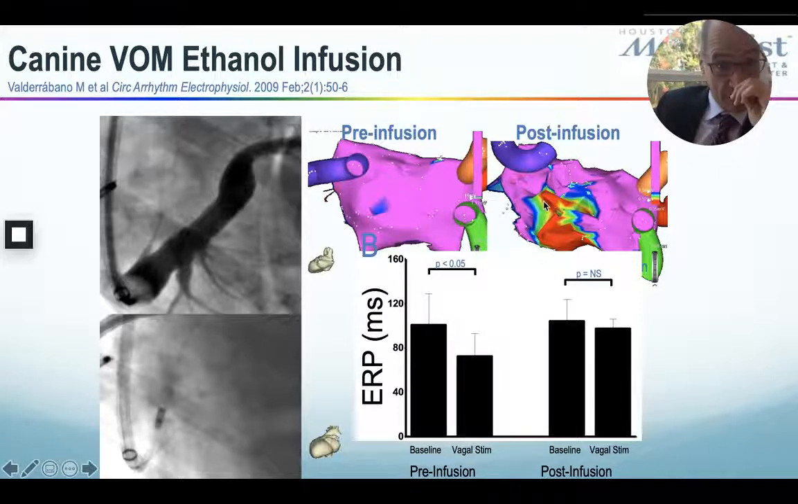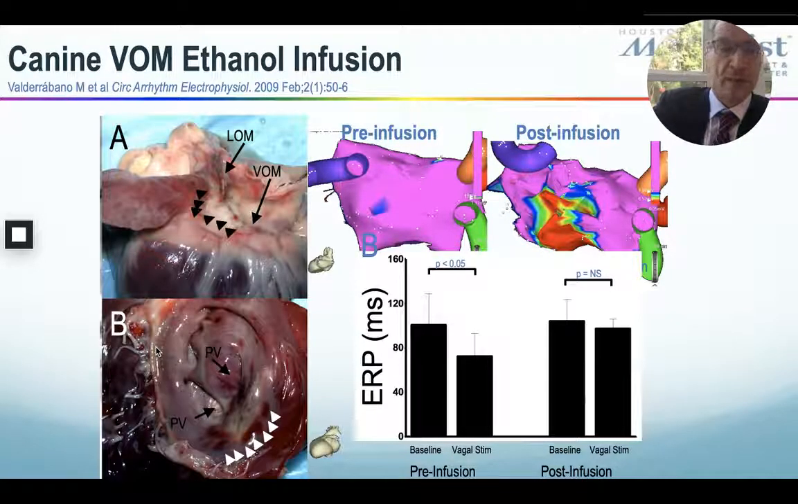And perhaps more interestingly, we showed that this alcohol ablation could eliminate vagally induced shortening of the action potential duration. This was tested in dogs by stimulating the vagus nerve in the neck. When you do that, you create a shortening of the action potential duration, about 30%. After giving alcohol in the vein of Marshall, we blunted that response, specifically in the neighborhood of the vein of Marshall, thus proving this idea that we could selectively denervate the left atrium by giving ethanol infusion in the vein of Marshall.